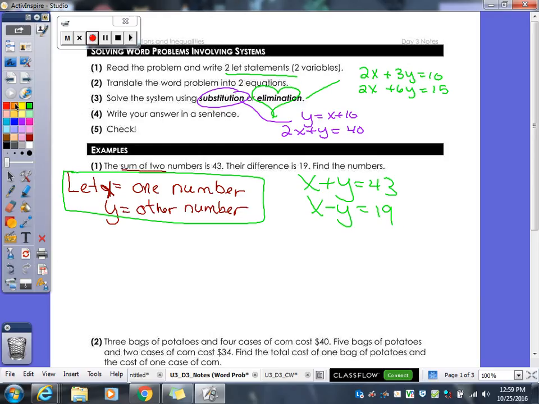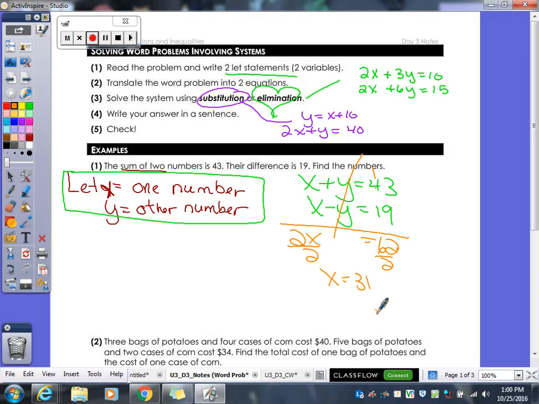So now, of course, this is elimination, right? Everybody knows elimination now. This cancels out. On that bingo game last class, a lot of you struggled with this one because you looked at that x plus x. What's x plus x? 2x. Good. And then you add these together. 43 plus 19 is 62. Divide both sides by 2. x equals 31. We have to find the other number.